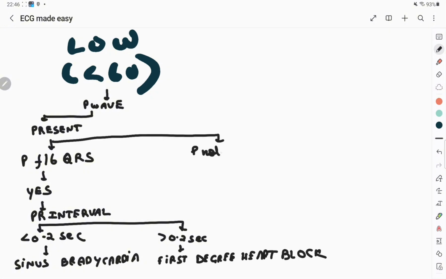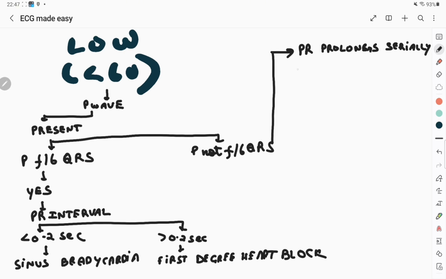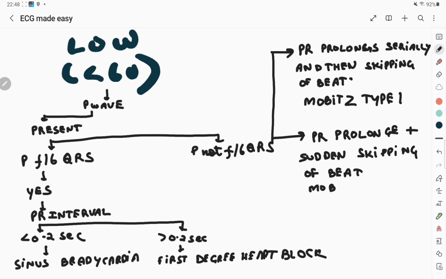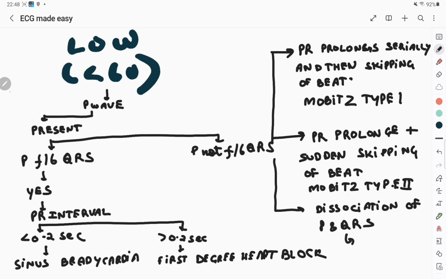If the P wave is present, but each P wave is not followed by QRS, there are three possibilities. PR interval prolongs serially, and then there is a skipping of a beat. This is Mobitz type 1 block. PR interval is constantly prolonged, and there is a sudden skipping of beat. This is Mobitz type 2 block. There is complete dissociation between P and QRS waves. This is third degree block or complete heart block.